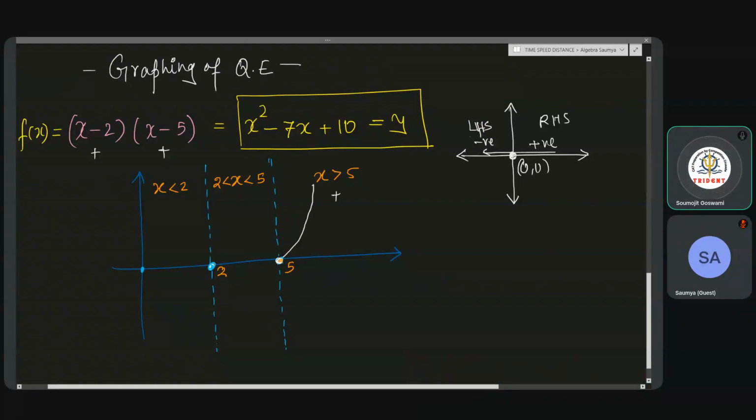Just by being the critical points, Soumya, understand this thing, they are basically acting as virtual origins. So to the right of 5 everything will be positive, on the left hand side of 5 everything will be negative. Similarly, on this side of 2 everything will be positive, and on this side everything will be negative.